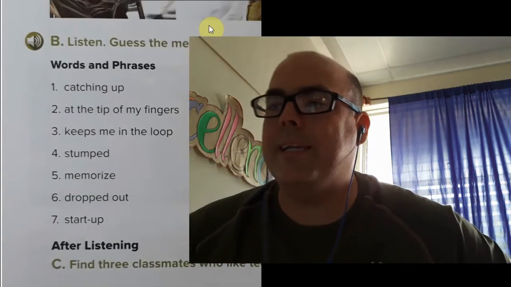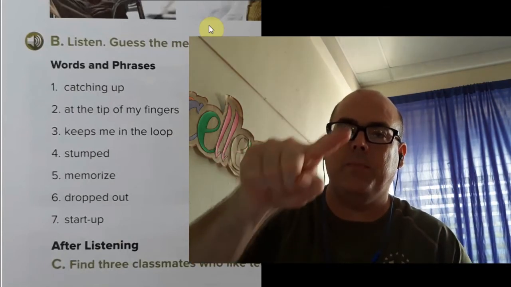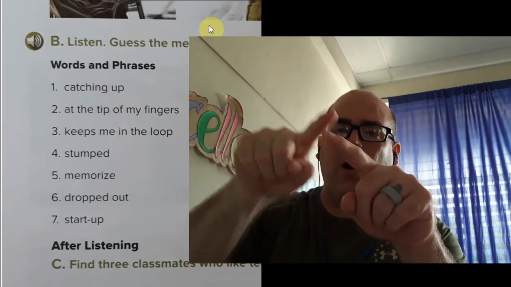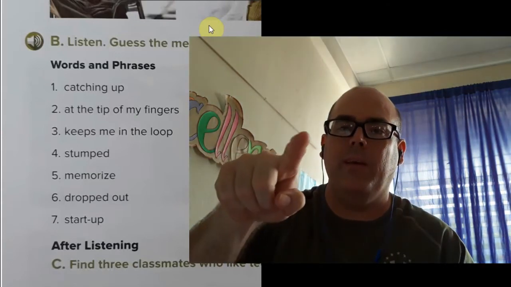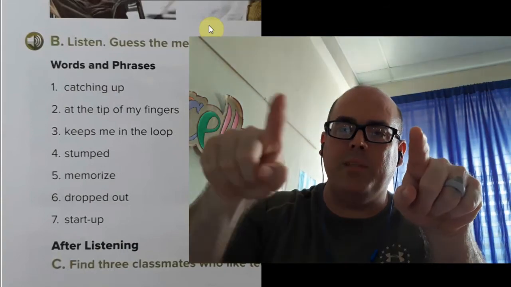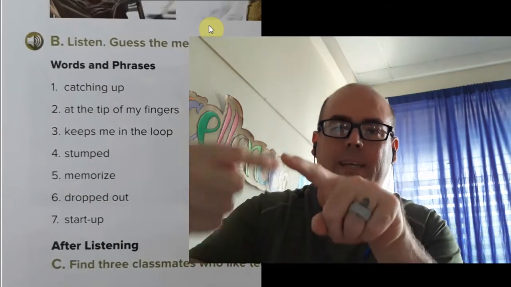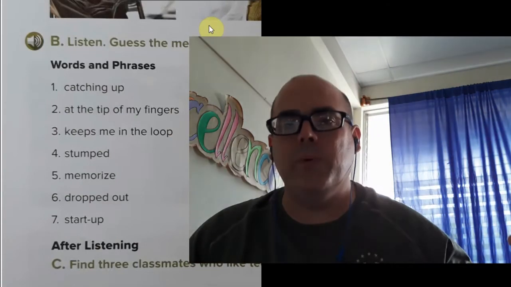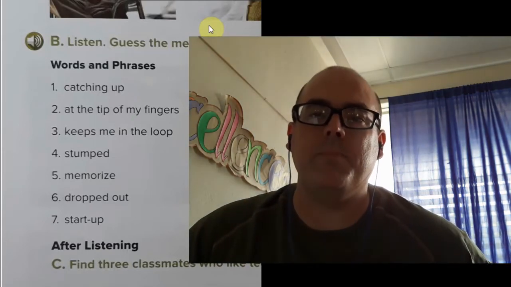So number 3 is keeps me in the loop. So a loop is something like this. All right, so keeping in the loop means that you are always in the process. You are always there, like this. So you're outside the loop means no sabes qué está pasando aquí. But if you are inside the loop, in the loop, that means you understand what is going on with the people around you.